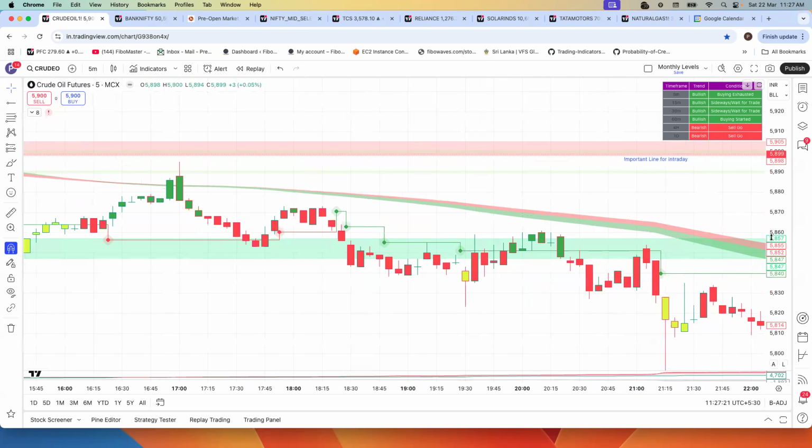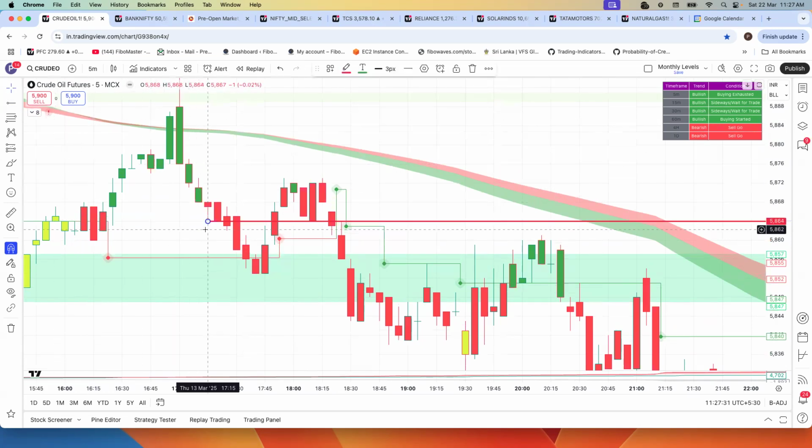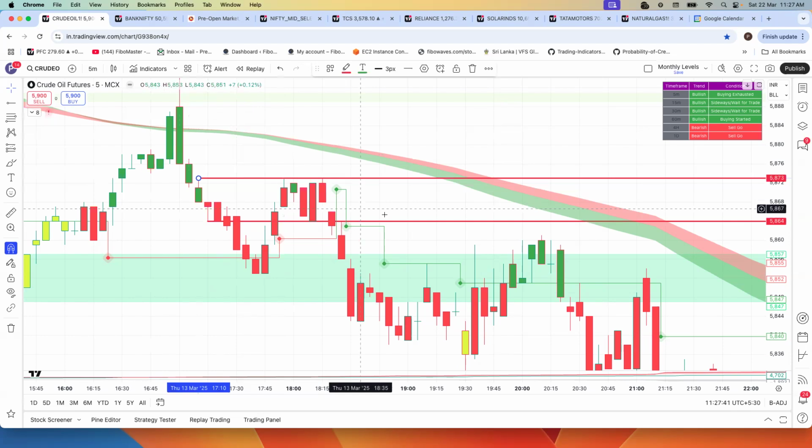You see here, red is on the top, green is on the bottom. Here a red color candle is forming, so below this candle I am going for a short. My stop loss is on the previous green color candle. It did not cross above that particular red color candle.